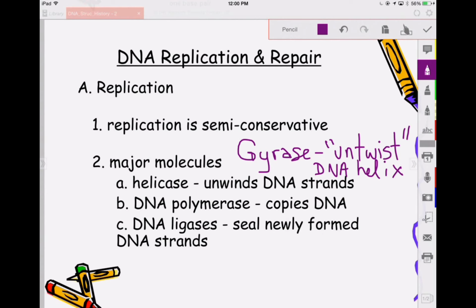We'll look at another enzyme. These are all enzymes, and how do I know? Well, in true fashion, a lot of enzymes end in ASE.